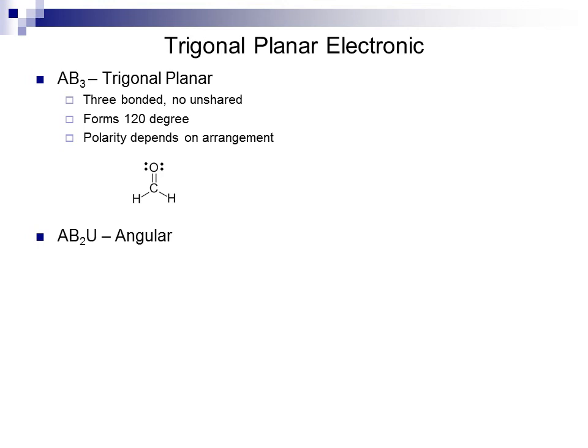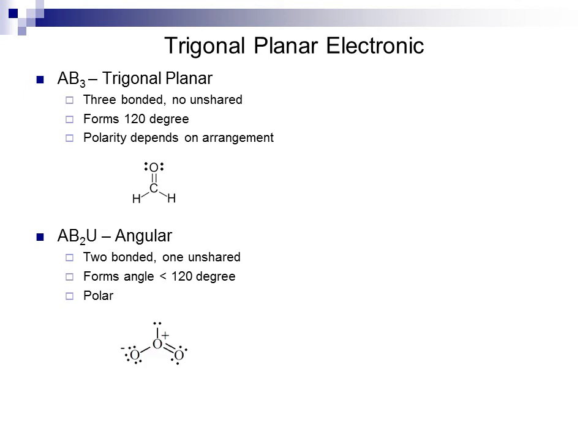Now, if I take away one of those bonded atoms and have an unshared pair in its place, I wind up with an angular configuration. Angular configuration has two bonded atoms to the central atom and one unshared pair on the central atom. This forms an angle that is less than 120 degrees between the bonded atoms because the unshared pair pushes them together. These molecules will always be polar. For example, the ozone molecule.